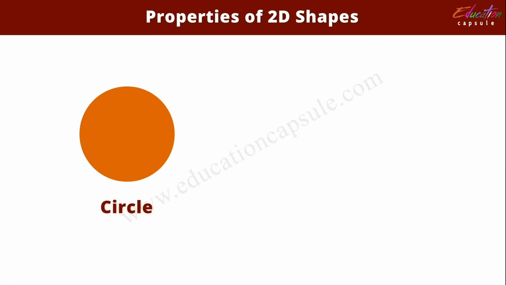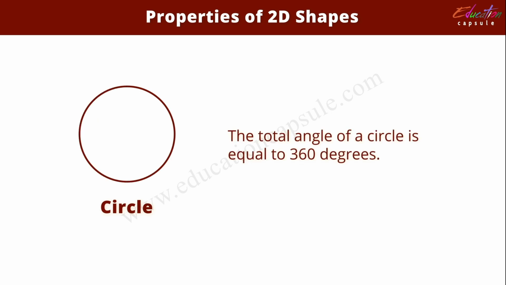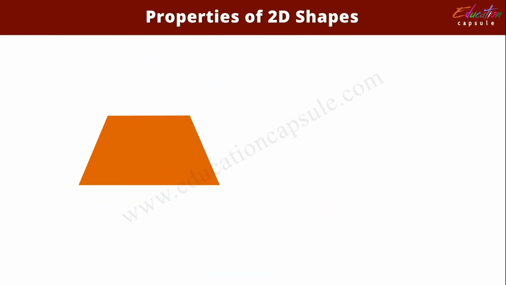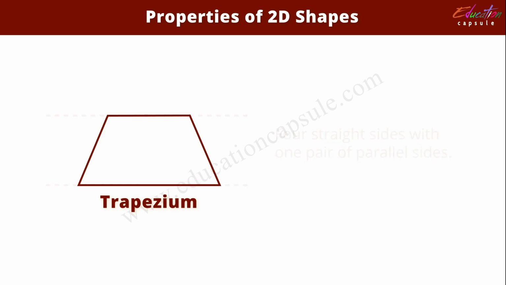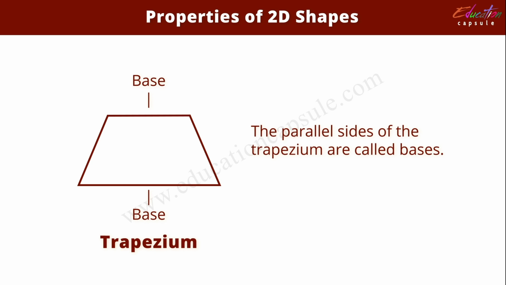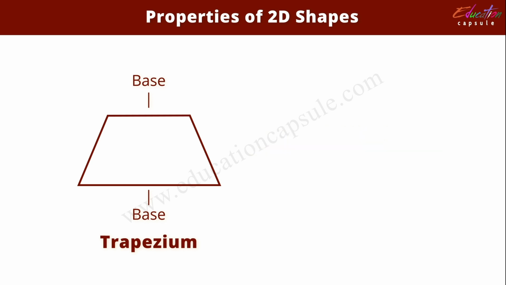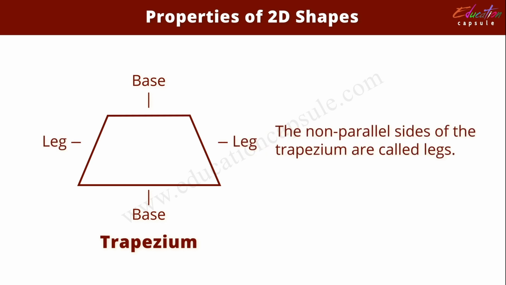Next is a circle. The total angle of a circle is equal to 360 degrees. Next is a trapezium. So, there are 4 straight sides with 1 pair of parallel sides. The parallel sides of a trapezium are called the bases. The non-parallel sides of the trapezium are called the legs.